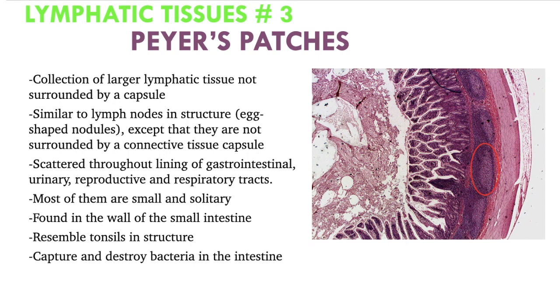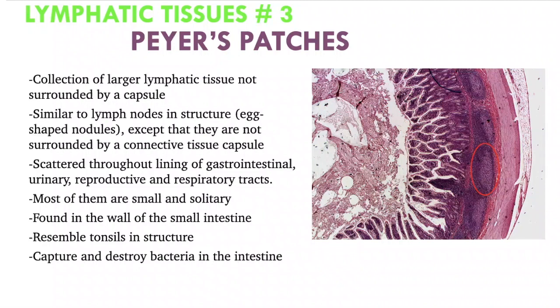Now let's talk about the Peyer's patches. This is a collection of larger lymphatic tissue. Again, it's not covered by a capsule, so it's not really considered a lymph node. But basically, it's very similar in shape, in which it's somewhat egg or oval shaped. It's going to be a larger connective tissue, but it's not covered by this connective tissue capsule. It's primarily going to be in the gastrointestinal tract, specifically the small intestine.